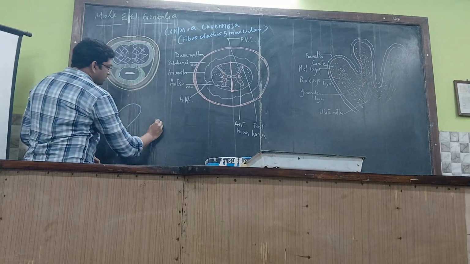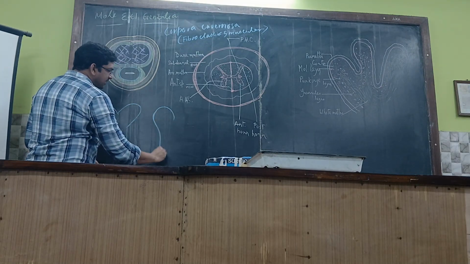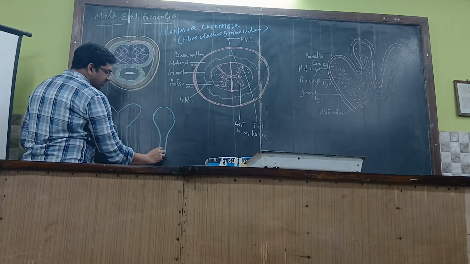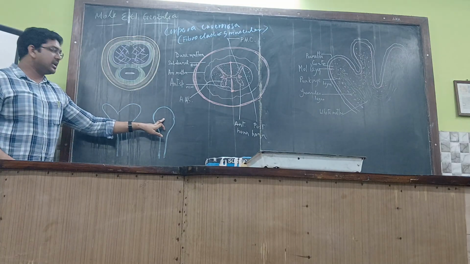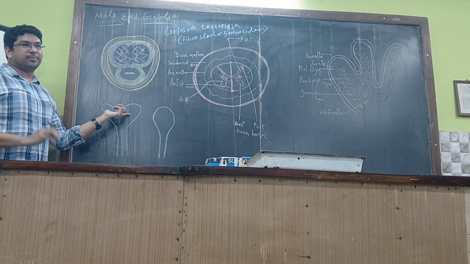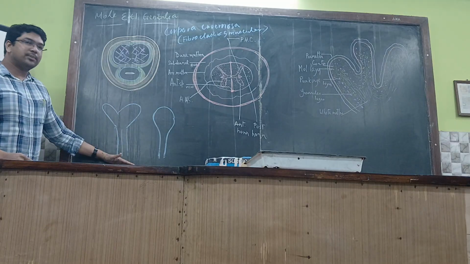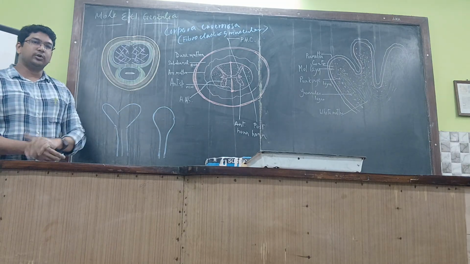And corpus spongiosum, posterior it will be dilated, and whenever it is becoming anterior, it will become narrowed over here. Get it alright? So this will be within the superficial perineal pouch. These two are also in the superficial perineal pouch. This part is outside the pubic angle over here.